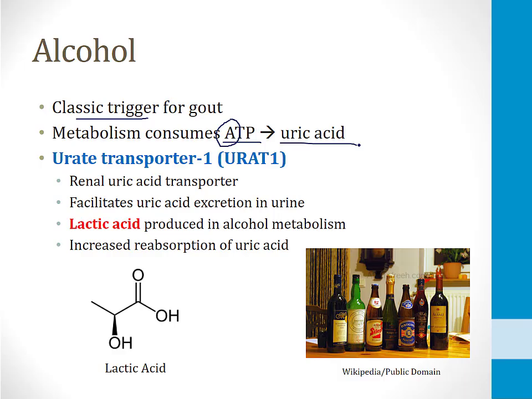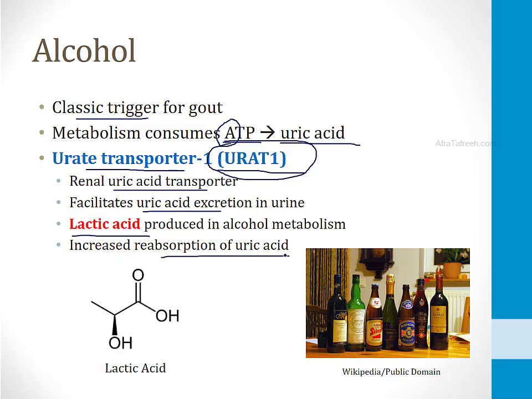In addition, there is a transporter for uric acid in the kidneys called URAT1, which stands for urate transporter 1. It's a renal uric acid transporter, and it facilitates uric acid excretion in the urine. Basically, it pulls uric acid out of the urine. Well, when alcoholics consume lots of alcohol, they produce lactic acid, and I talk about the reasons why this happens in the biochemistry videos. But when lactic acid is produced, it makes URAT1 more active, and therefore there is increased reabsorption of uric acid. So for both of these reasons, people who consume lots of alcohol can see their uric acid level rise, and that can precipitate a gout attack.